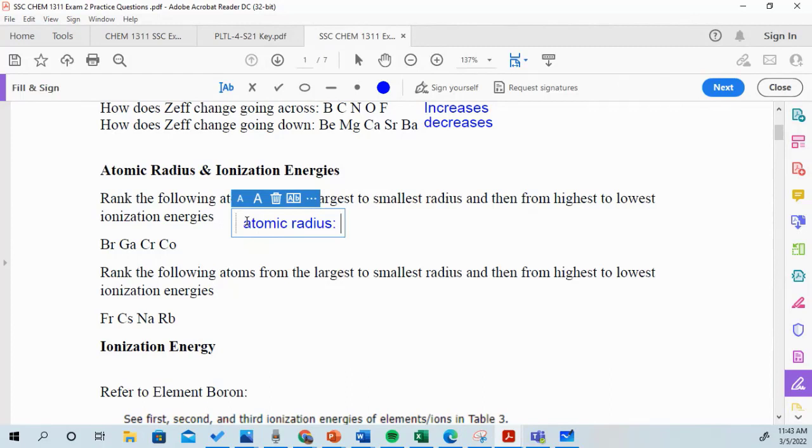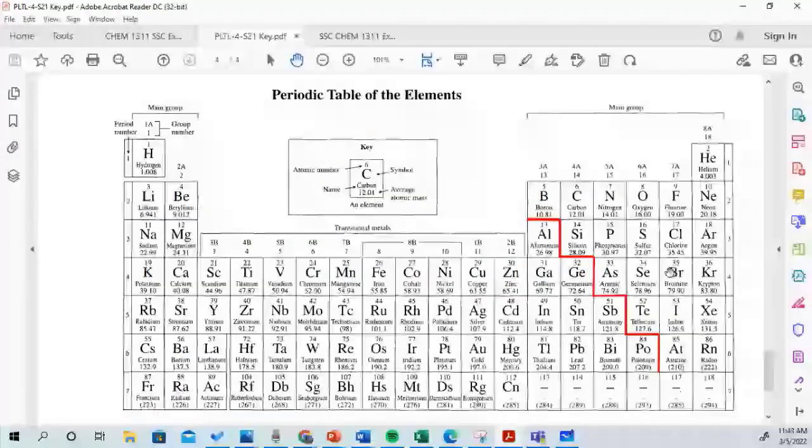The largest element out of Cr and Co. So if we look at Br, Ga, Cr, and Co. Remember, as we go down the period, the atomic radius decreases. So the largest one would be the furthest towards the left, right?